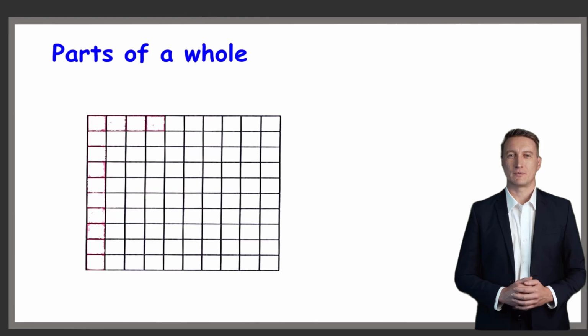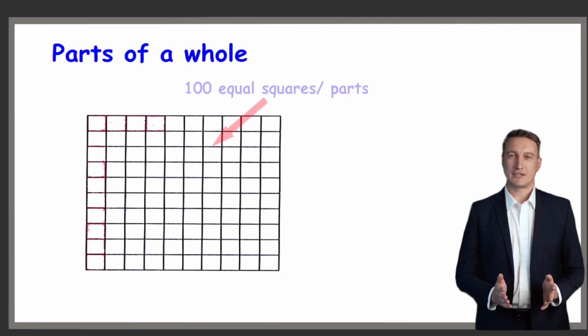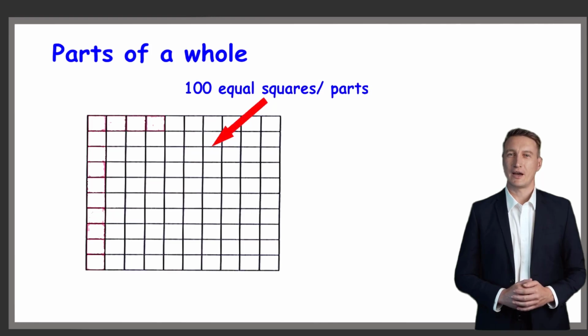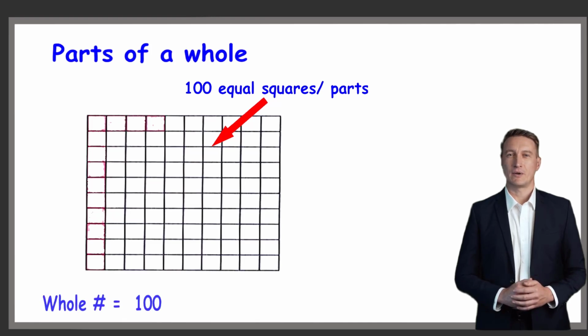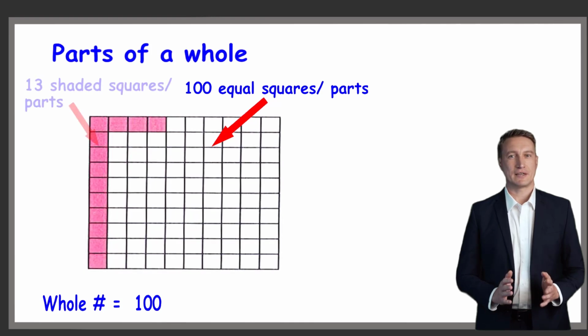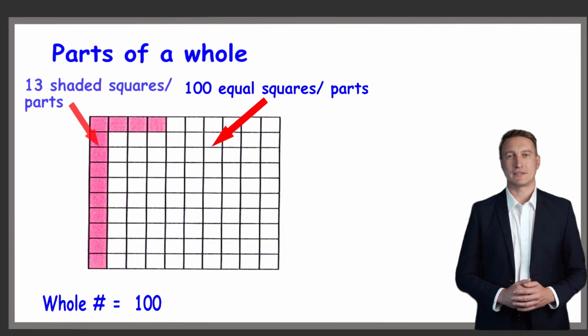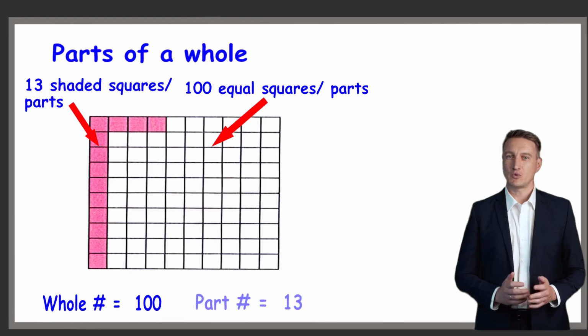Parts of a whole. Here we have a square shape, which has been divided into 100 equal parts. So our whole number is now 100. Now let's shade in 13 of the squares. So our part number now will be 13.